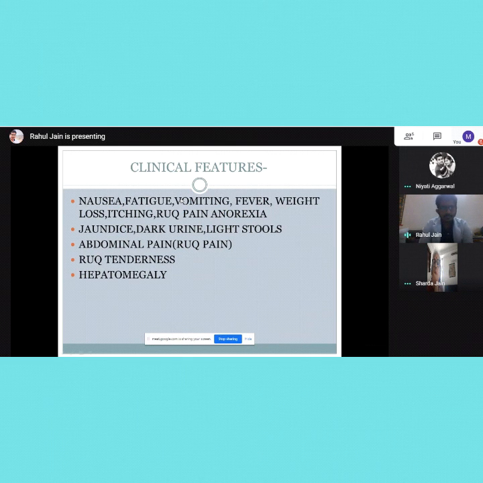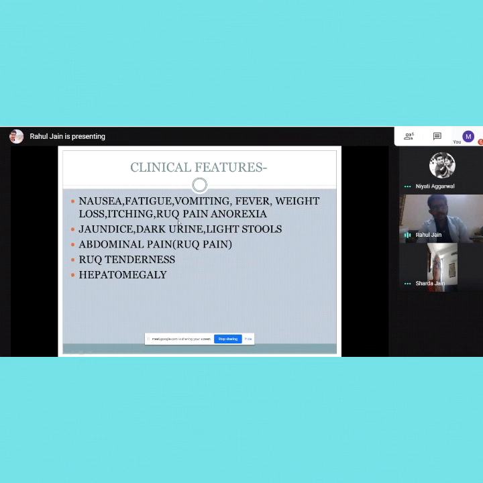Then fever and weight loss, because the liver is for all the anabolic processes. So whenever liver dysfunction is there, all the synthetic protein function will go down and leads to weight loss. Then fever, since it will be an infection, all the cytokines will cause fever. Then itching. So this cholestasis will cause bile salt retention. So this bile salt, whenever it will go to the skin, it will cause itching.